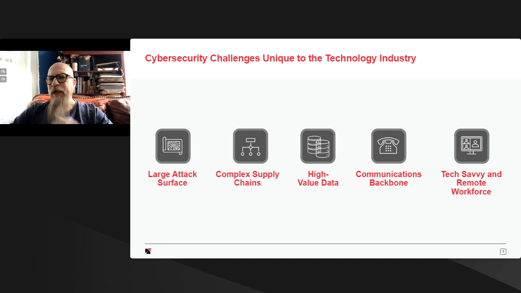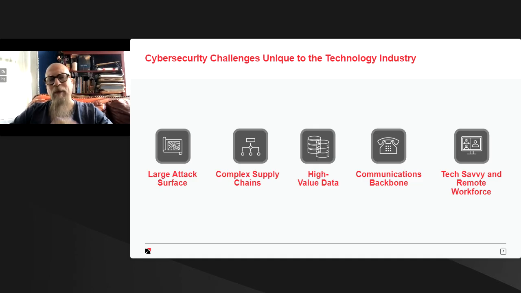High value data. These are companies that work with some of the most important governments and organizations in the world. So the data they have access to is extremely high value. It could be org charts of organizations, corporate espionage, or even as simple as credit card numbers and PII information of VIPs or people with access to a lot of revenue.